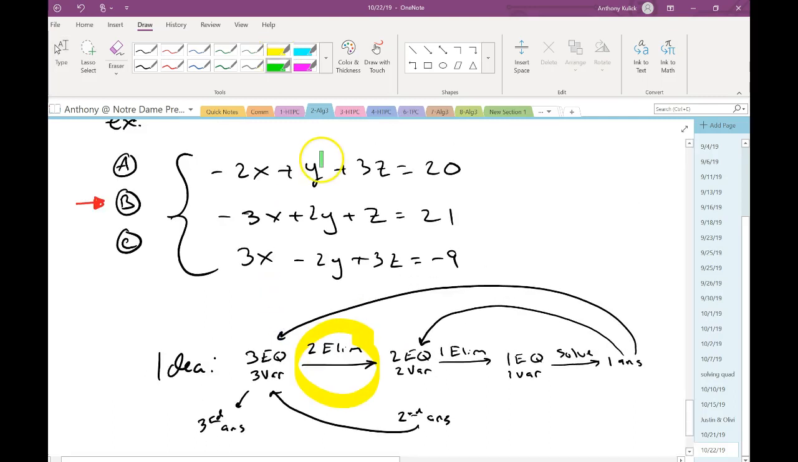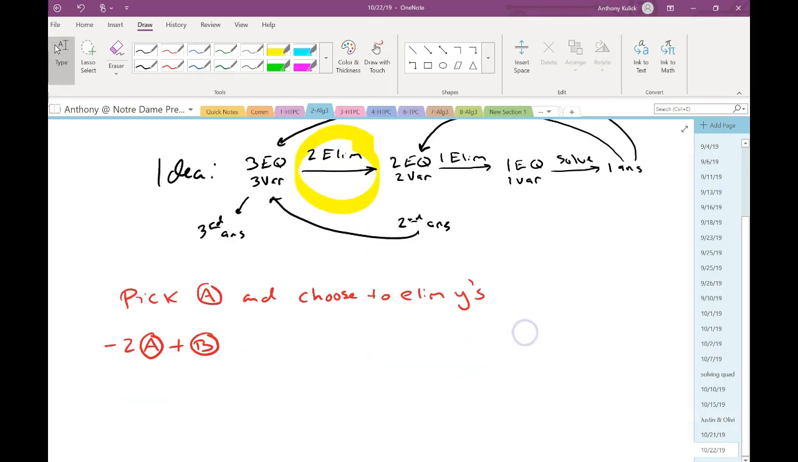And then think about the same thing. What do I need to multiply equation A by to cancel the y's from equation C? Positive 2. Does everybody agree with that? Okay, so I'm going to write that information down. Everybody's so far so good? Okay.